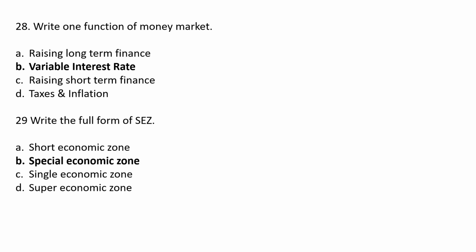Write one function of money market. Option A raising long-term finance, option B variable interest rate, option C raising short-term finance, option D tax and inflation. The correct answer is option B variable interest rate.